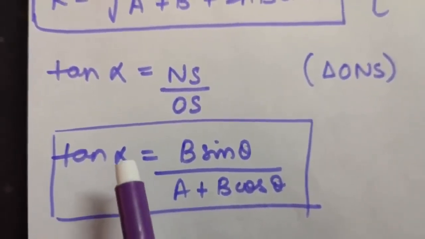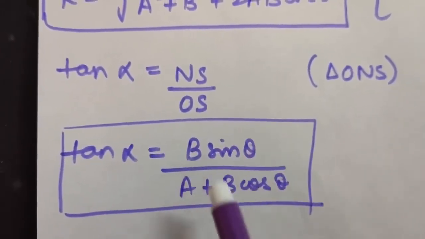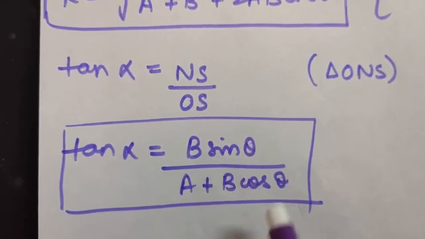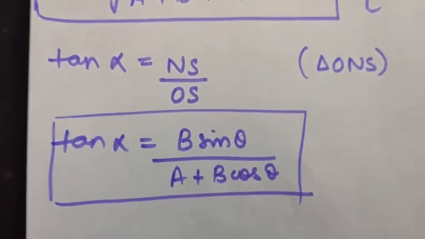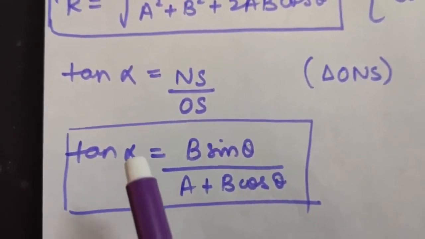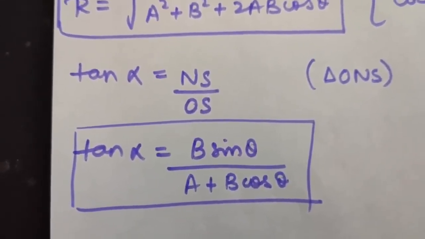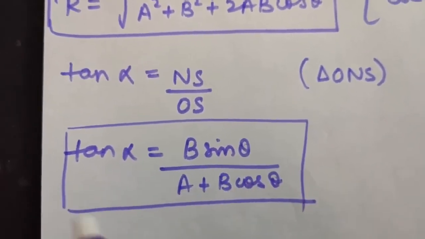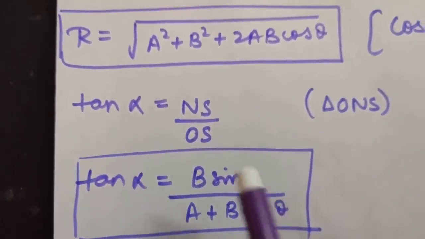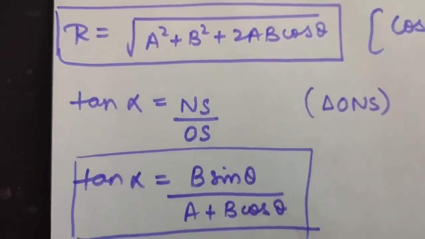Now as alpha is the angle with A, if you calculate the value of tangent alpha by using these things, then you can say that angle alpha is made with A. Always remember, alpha is the angle made with A vector of your particular resultant vector. Okay, so from this you can calculate the direction of resultant vector, and from this you can calculate the magnitude of resultant vector.